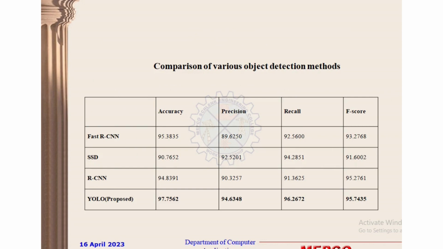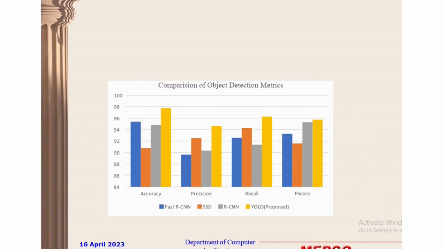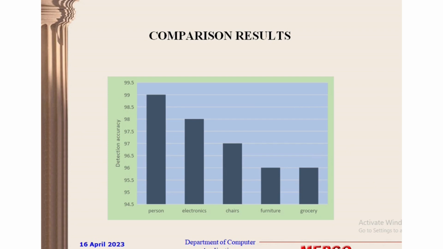These are the comparisons of various object detection models we used. We have proposed using the YOLO model, and the accuracy for the YOLO model is 97.7562, which is much faster than the other models we have used, that is Fast RCNN, SSD, RCNN, etc. And the precision, recall and F score are also greater than the other three models. This is the comparison graph of the object detection models.